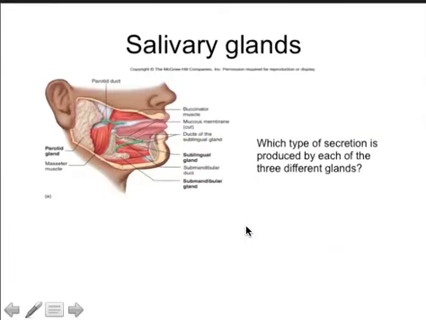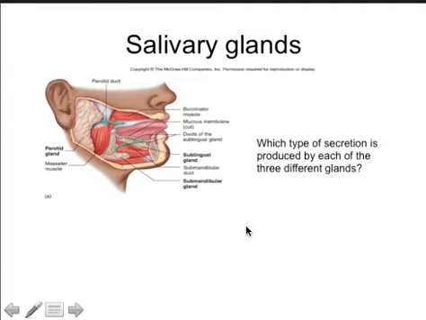Now, the salivary glands, also located in the oral cavity, produce secretions that help lubricate the food, but also begin a little bit of chemical digestion in the mouth. The mucus glands in the salivary tissue produce mucus, while the serous glands produce a clear enzyme-rich fluid that aids in chemical digestion.